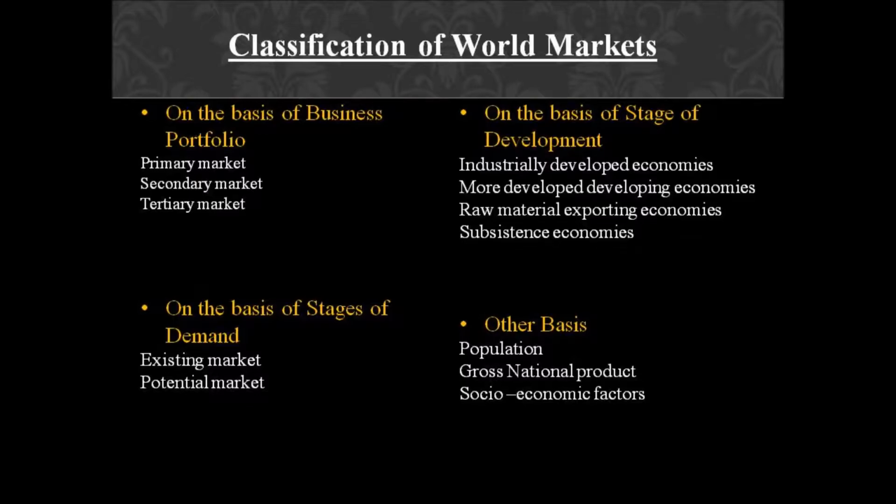The last basis for categorizing world markets is some other elements. One is on the basis of population, next is on the basis of gross national product, and last is on the basis of socio-economic factors. On the basis of population, we can say that the higher the population of a country, the bigger the market provided by it. It is therefore worthwhile to assess the potentiality of the market, keeping in view the size of the population.